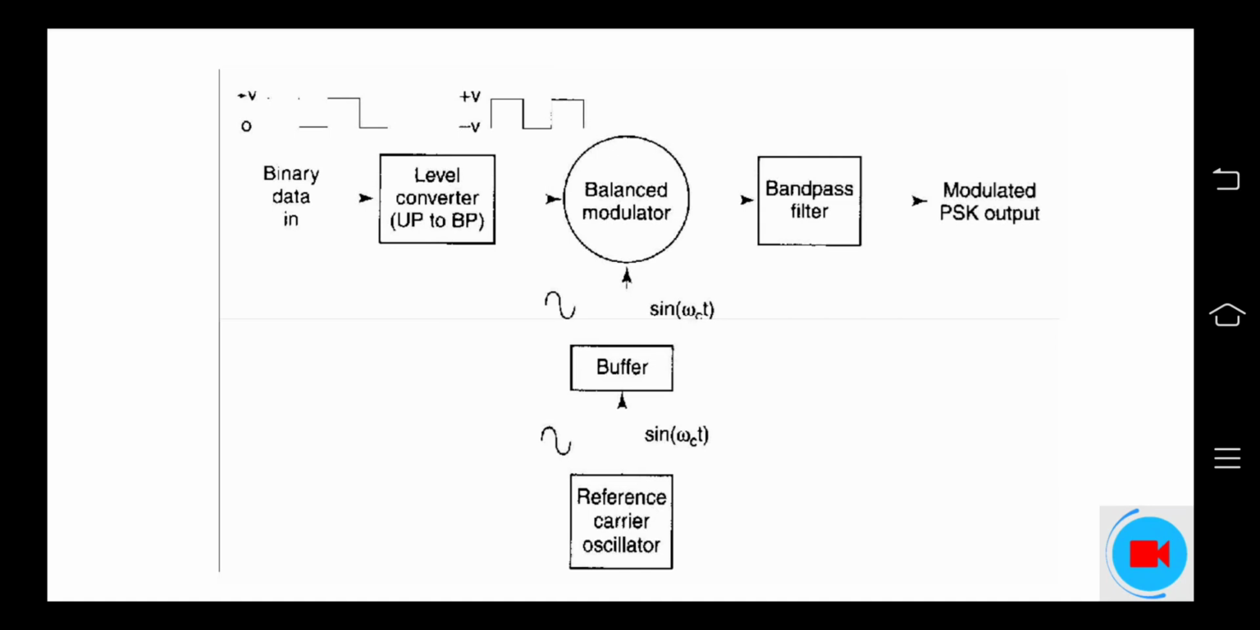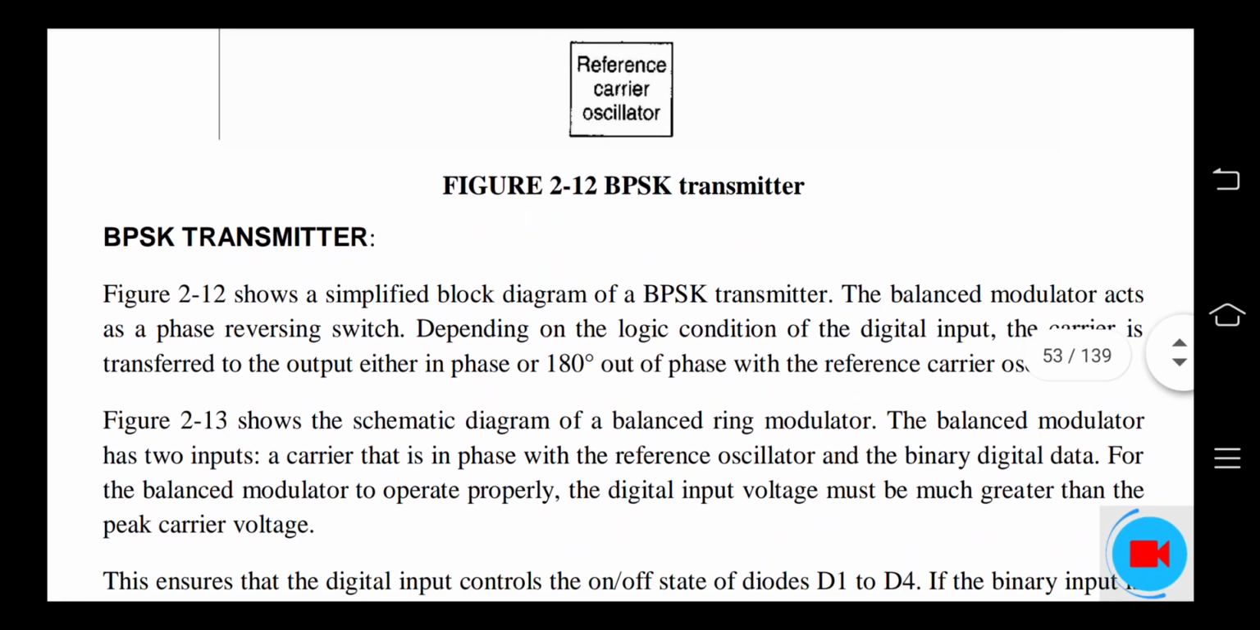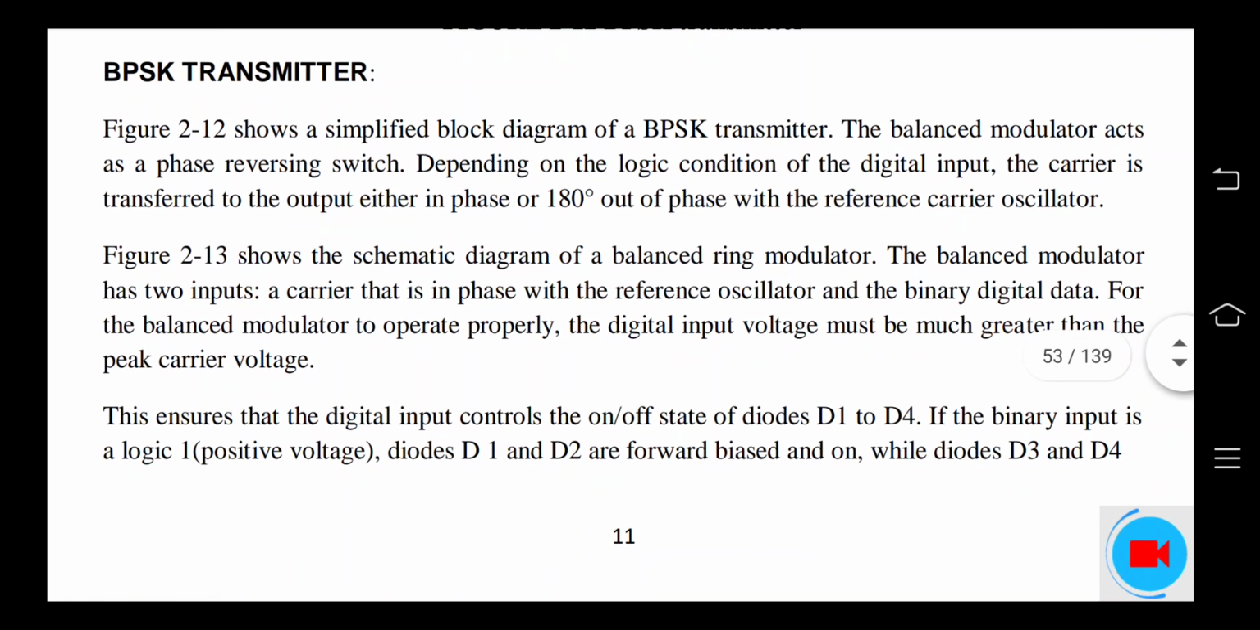So here the main thing is the binary input, that is logic 0 and logic 1, that is high and low: how to represent it and how to display the output. Next, continuing, how to deliver the information, that is how to transmit the binary phase shift keying modulation.